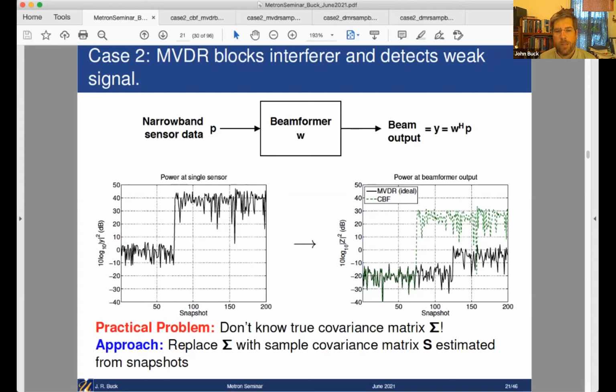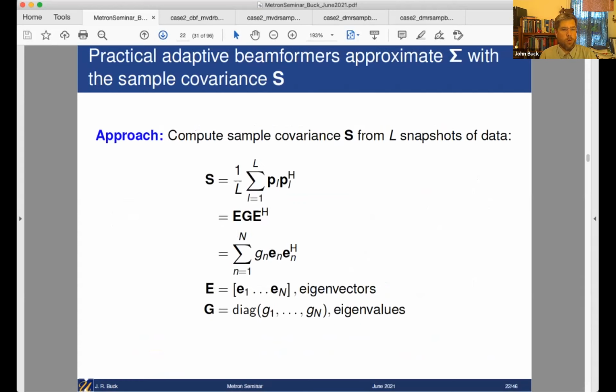So I have to replace sigma with the sample covariance matrix S. And so we do whatever we do in the real world when we're stuck not knowing some theoretical thing: we rely on our old friend, the law of large numbers, that says if you can average enough of that thing, it ought to get close to the expected value. And so we collect a whole bunch of data, called snapshots, and average all of them. And we're going to assume that the sample covariance matrix S has an eigen decomposition like this, because we're going to be talking about that in a second. So let's see how that works.